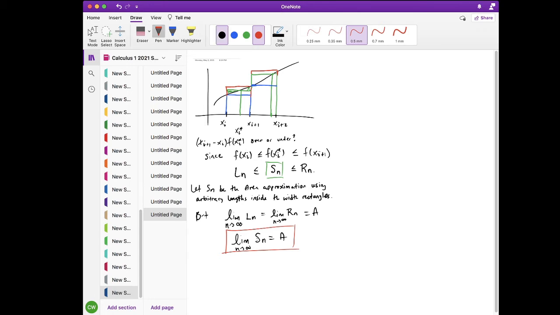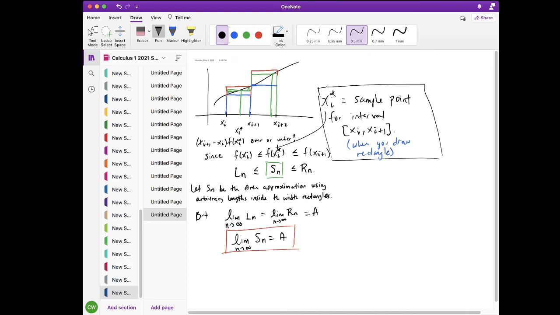But I'll just say, what are these xi stars? Xi star is going to be called the sample point for interval xi plus 1. So it just means where you draw your rectangle. So again, does that make sense?